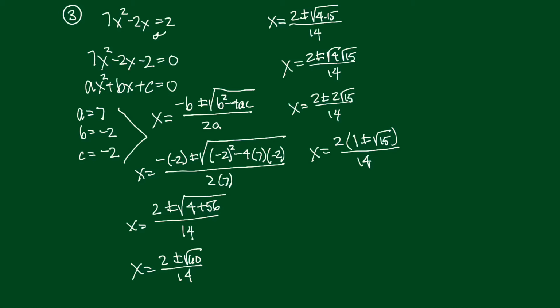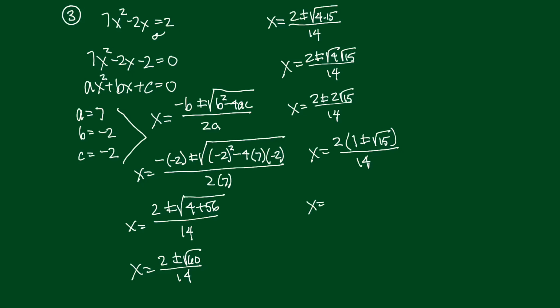And then this 2, well, simplify with that 14. 2 into 2 is 1, 2 into 14 is 7. So we'll get x equals 1 plus or minus the square root of 15 all over 7.